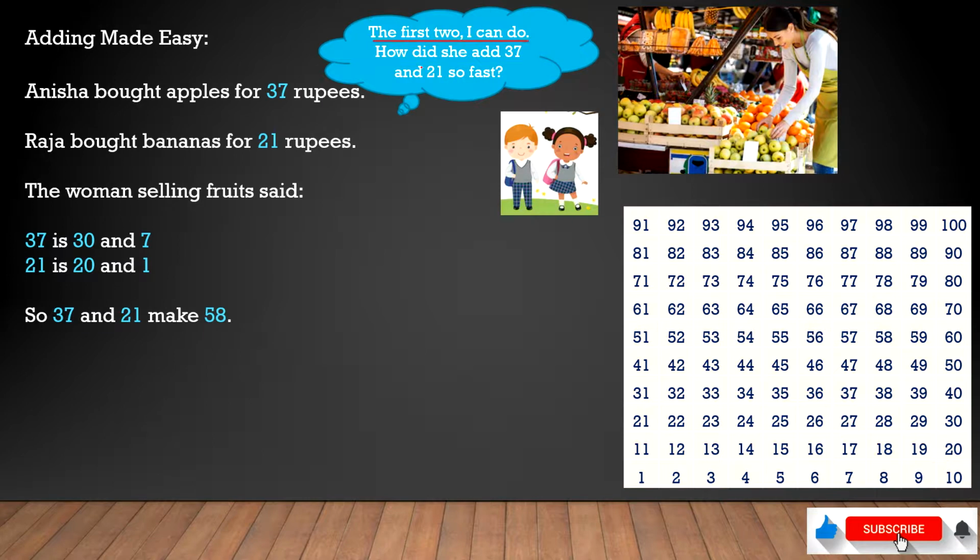How did she add 37 and 21 so fast? That's how the children were asking, and she gave this answer, and finally we get 58.